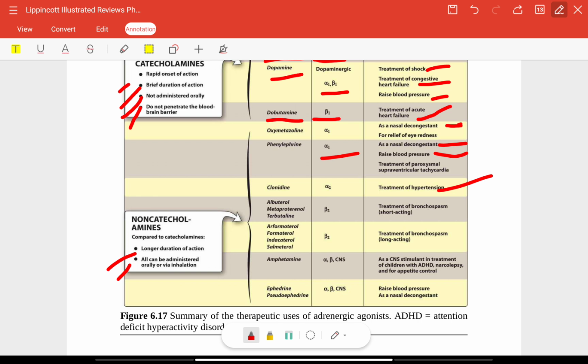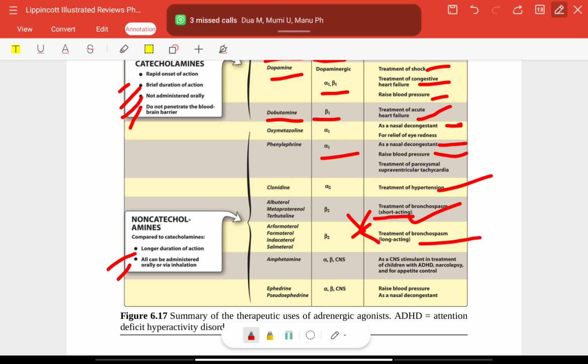Albuterol, metaproterenol, terbutaline act on beta 2, treatment of bronchospasm, short acting. Arformoterol, formoterol, indacaterol, salmeterol are also acting on beta 2, same treatment of bronchospasm, but the difference is the former are short acting and these are long acting.